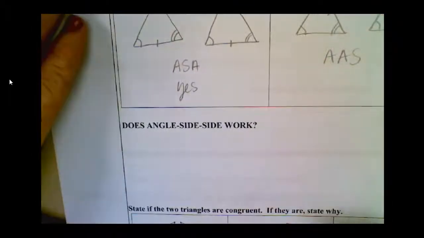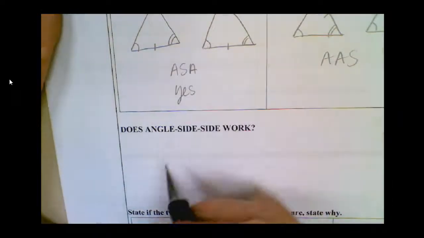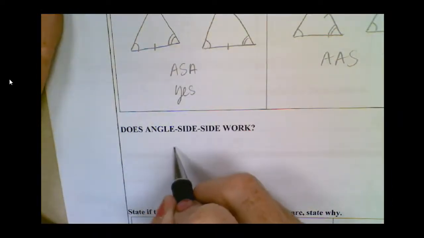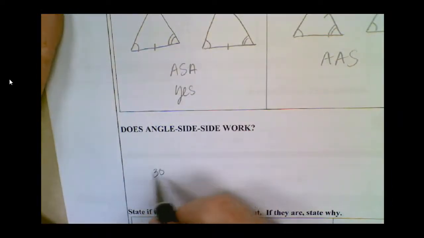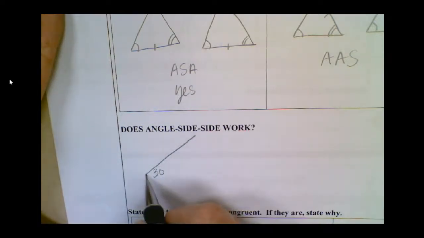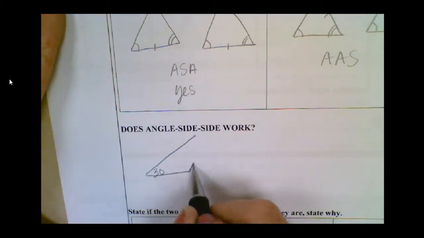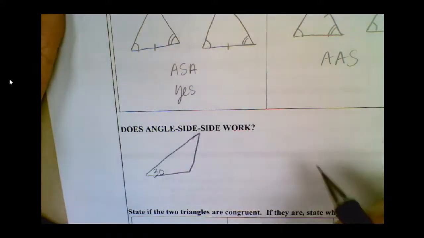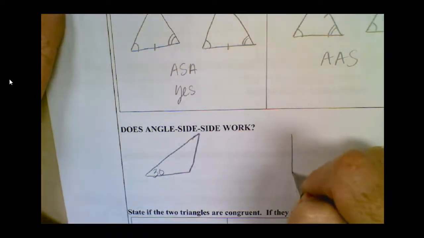Okay, so does angle, side, side work? So let's try that. Let's say you've got a 30-degree angle. Let's say we've got a 30, and I make my triangle like that, right? Or I could have a 30-degree angle.